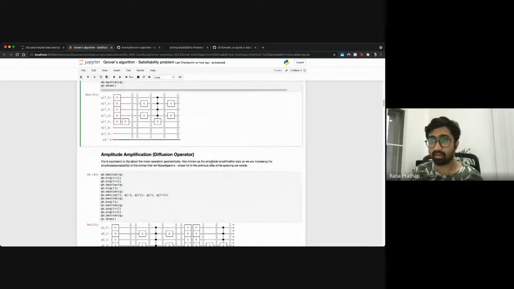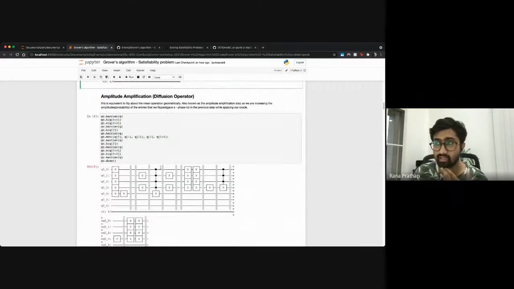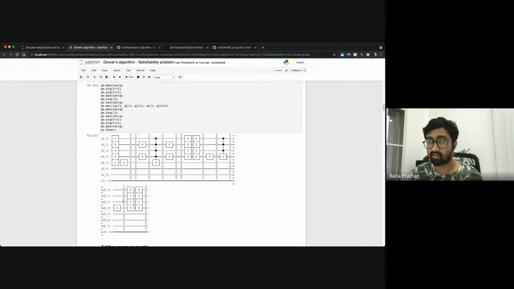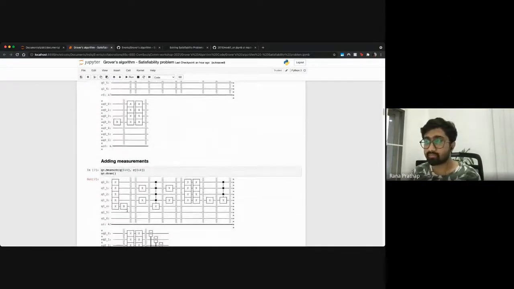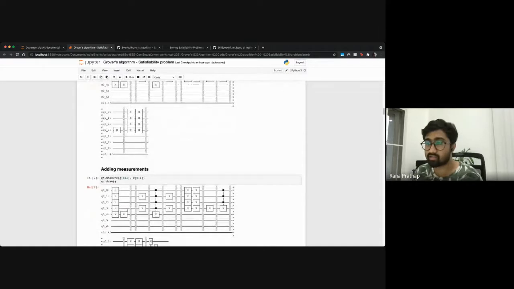We're done with oracles. Now we're doing the diffusion operator. And this is the part that we just learned. That is, to do the diffusion operator, first there's just Hadamards on both sides, fine. And then you do that I minus 2 times the average part. And how that looks, as we've seen, is all X, H, and then a controlled X, and then the same thing again. Yeah. Okay, this is fine.